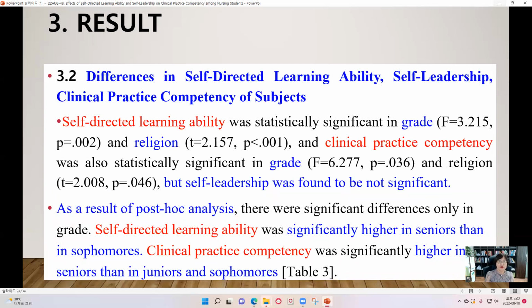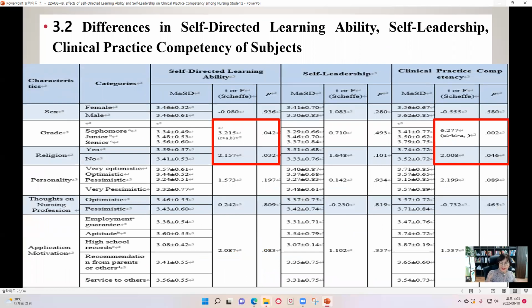And the differences in self-directed learning ability, self-leadership, and clinical practice competence of the subjects. Self-directed learning ability was statistically significant by grade and religion. And clinical practice competence was also statistically significant by grade and religion. But self-leadership was found to be not significant. As a result of post-hoc analysis, there are significant differences only in grade. Self-directed learning ability was significantly higher in seniors than in sophomores. Clinical practice competence was significantly higher in seniors than juniors and sophomores. The results are like this.